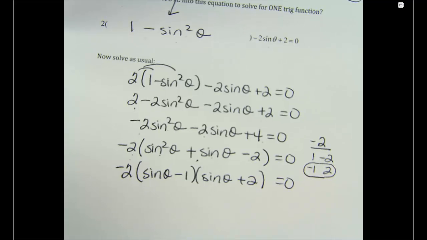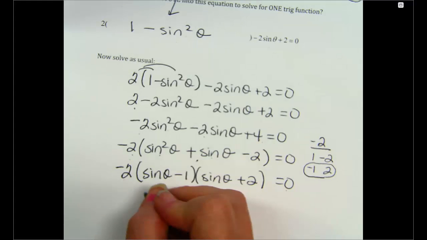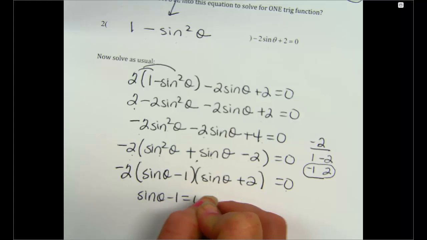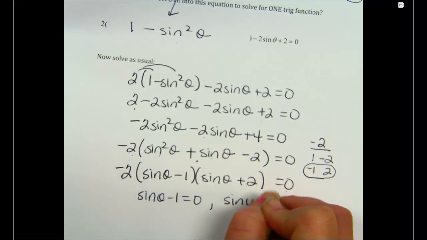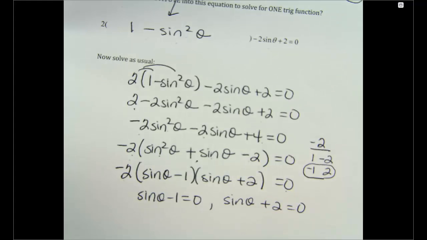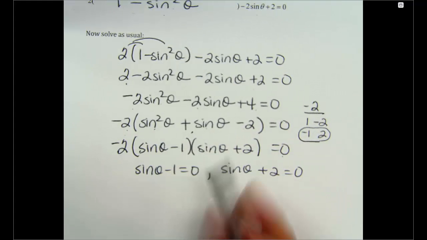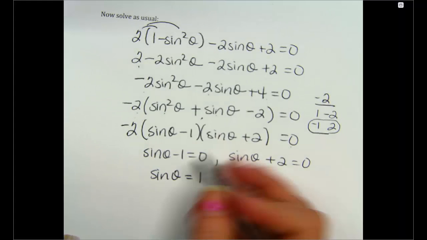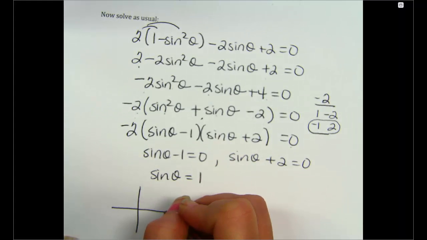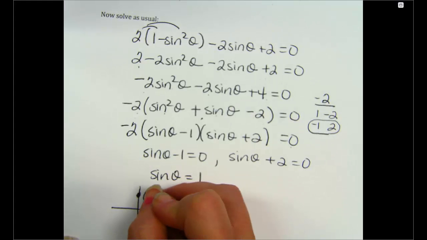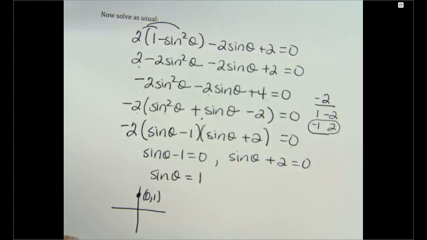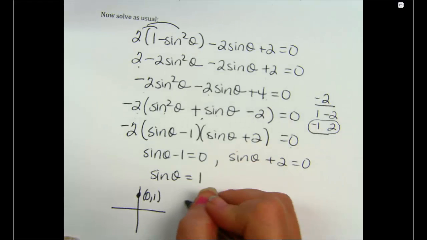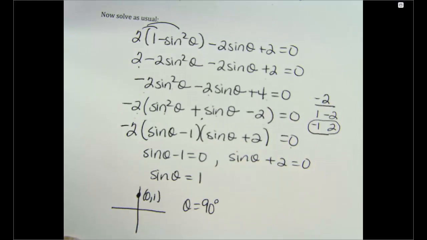Just as if they were x's, y's, or z's, set your factors equal to 0. Well, negative 2 doesn't equal 0. You ignore that. But I have sine theta minus 1 equals 0, and I have sine theta plus 2 equals 0. Here I add 1 to both sides, so sine theta equals 1. And go to your unit circle and think about where my y value is 1. Well, up here at 90, y is 1, and that's the only place on your unit circle. So theta is 90 degrees.